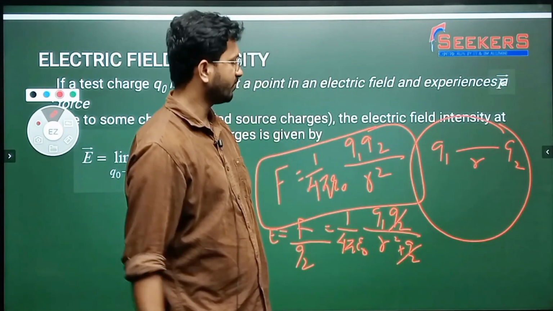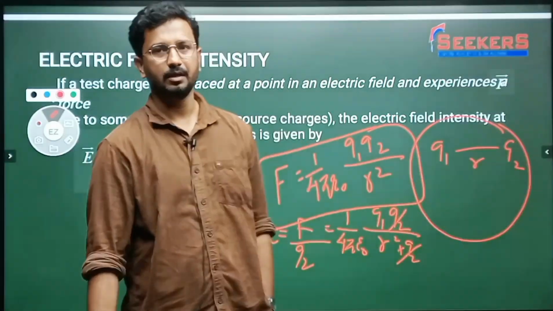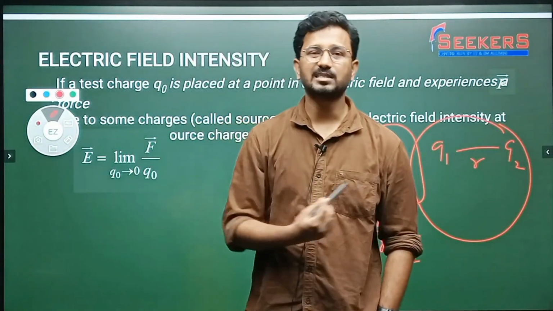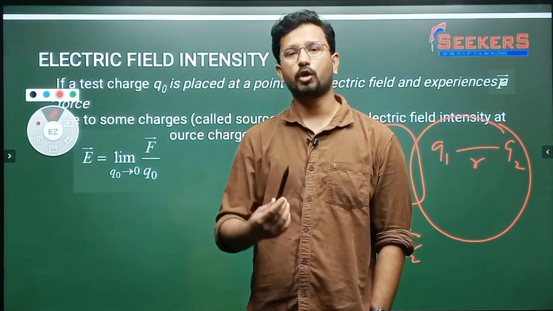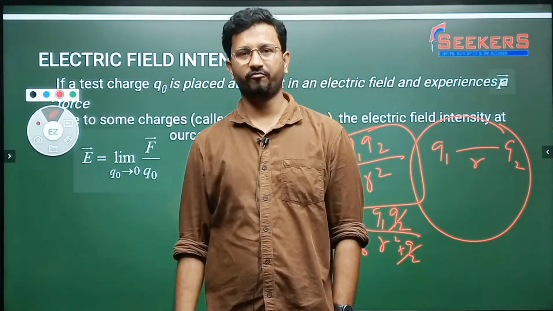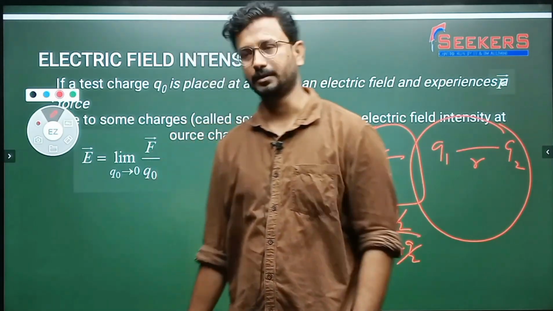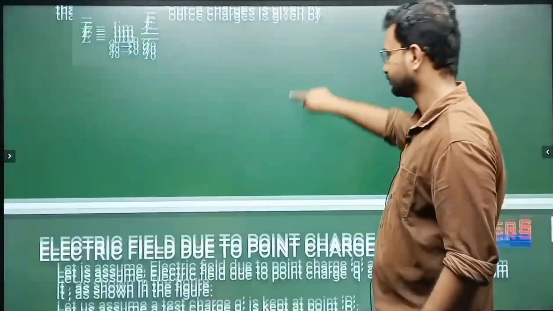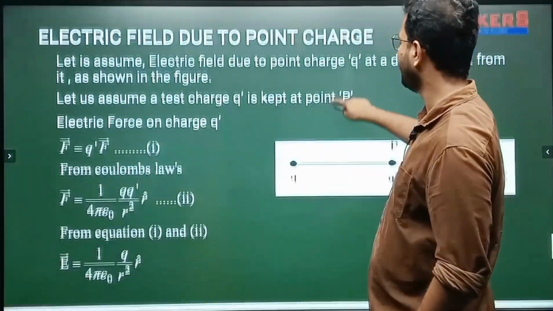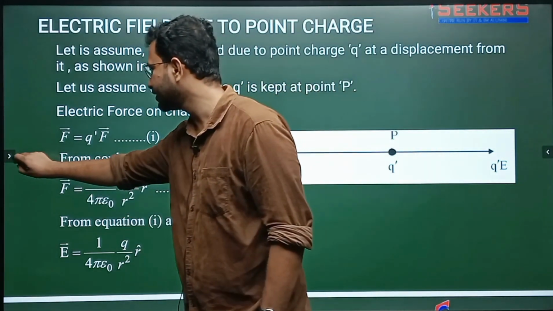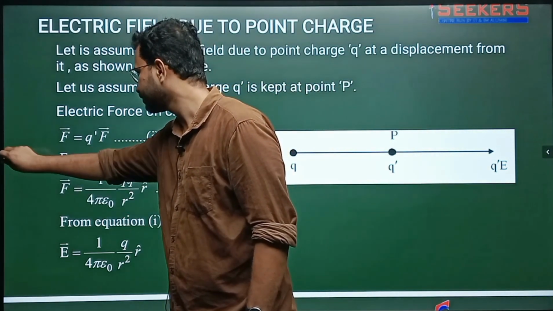Q2 cancels, and it became 1 by 4 pi epsilon naught Q1 by R square. Basically, electric field intensity refers to how much force a charged particle can exert on a unit charge particle if it is placed in its own electric field. That is electric field intensity. Electric field due to a point charge. Just now we discussed electric field intensity due to a point charge.